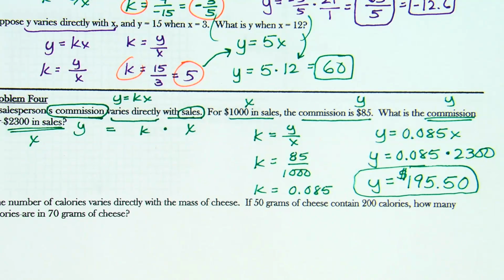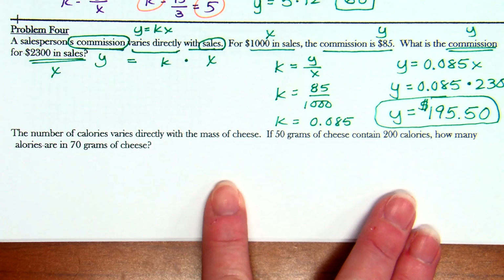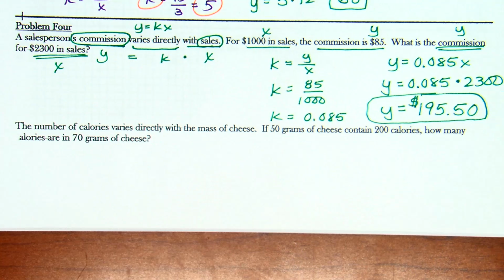You've seen the idea. It's a totally different problem, but same idea. The number of calories varies directly with the mass of cheese. If 50 grams of cheese contains 200 calories, how many calories are in 70 grams of cheese? Calories. Yeah. How many calories?